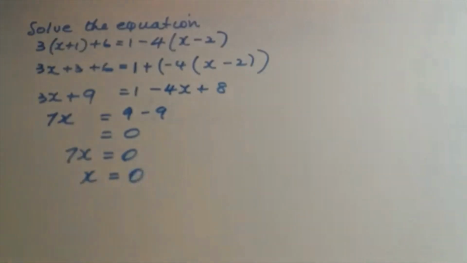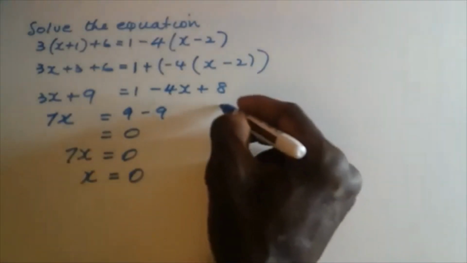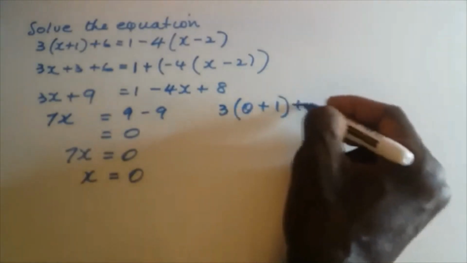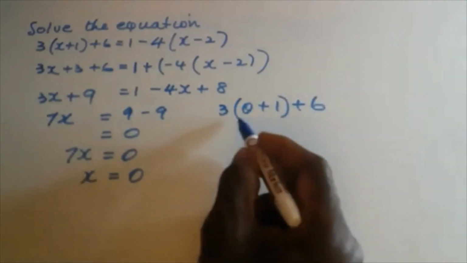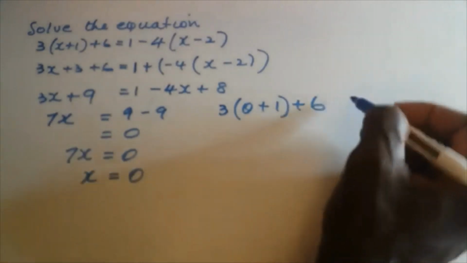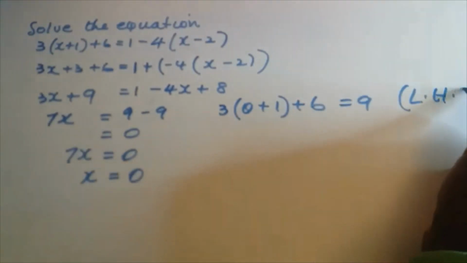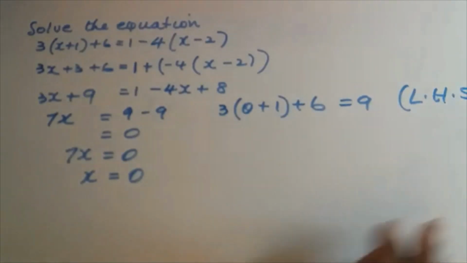Now this might look a bit strange, but why? X is a number just like any other number, and it is a solution. Let's check and see if it is a solution. If we have x at 0, then we have 3 into 0 add 1, add 6, so this is the left hand side. This will give us 3 times 6, which is 9. So this is the left hand side of the equation.